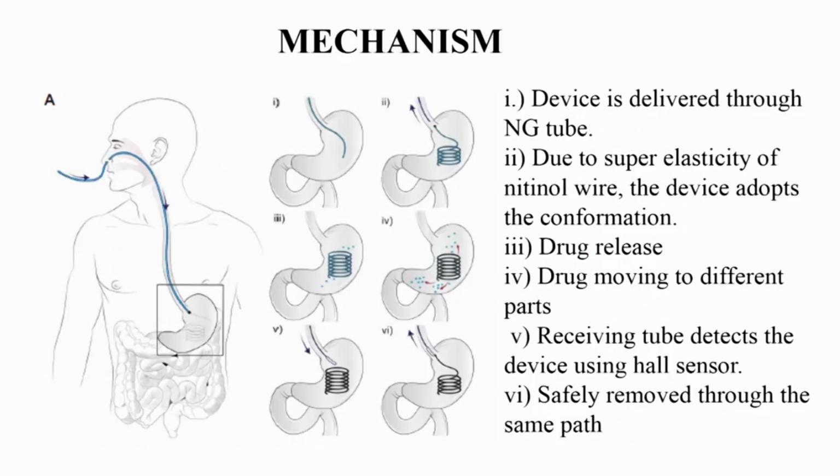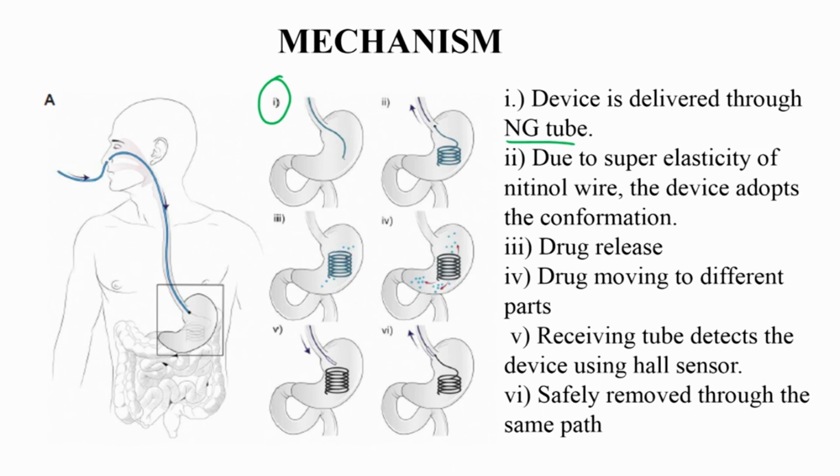And the whole vision for this is that the device will be delivered through an NG tube. So, through a nasal tube, you thread the device through the oral route through the esophagus. Once the device reaches the stomach, the device in that particular environment will start to coil. So, as you can see, this is coiling.